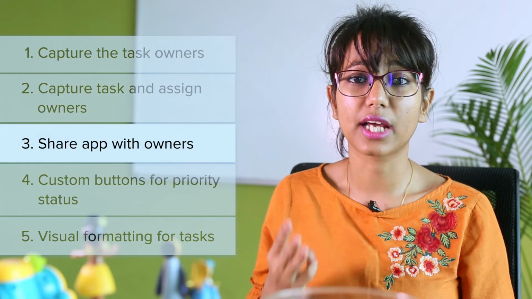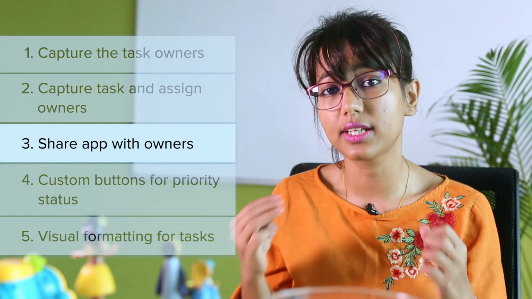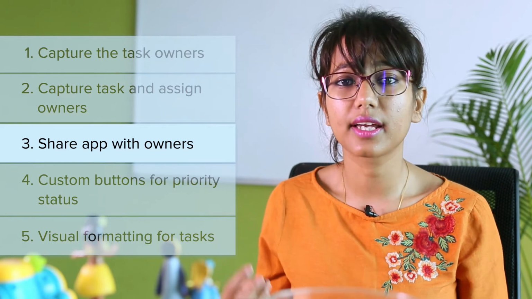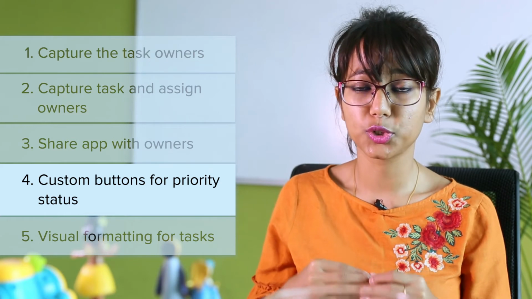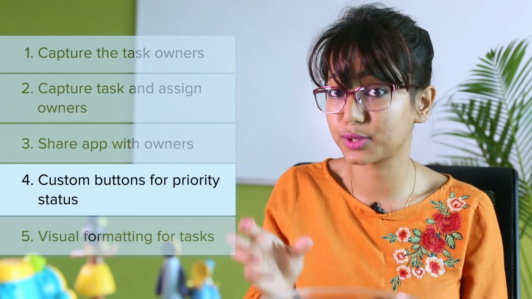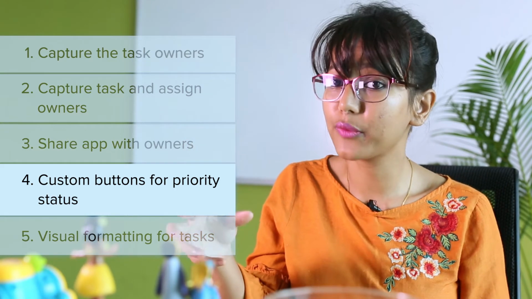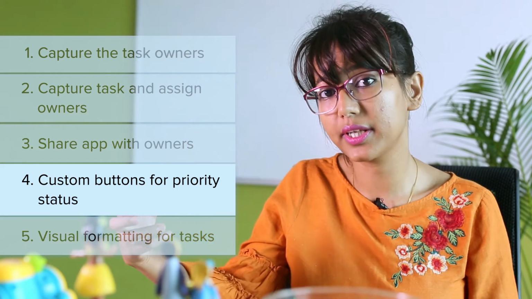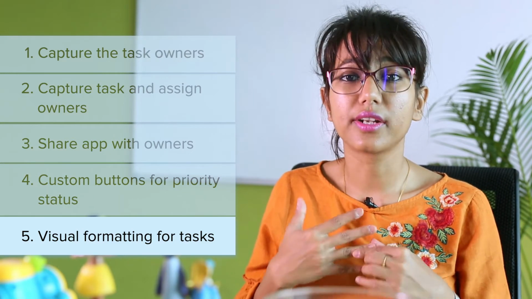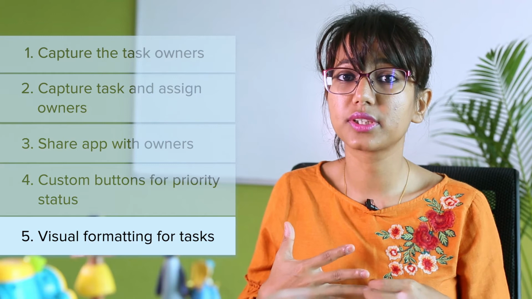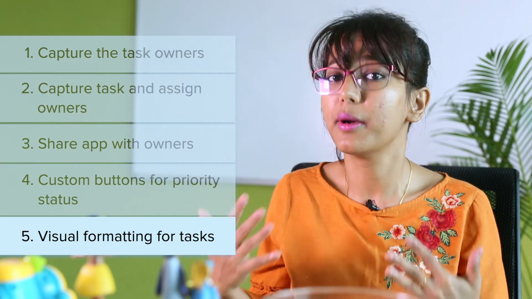The third feature is that we should share the app with our task owners so that they can have a look at all the tasks that they are assigned to and they can complete them. The fourth feature is that we are going to create buttons which will help us easily move these tasks between the priority levels, let's say from the high to medium to low, or when we have completed them to move them to the completed queue. The fifth feature is that we are gonna have a dashboard where we will be able to see our tasks much more prettily and we can visualize them better.